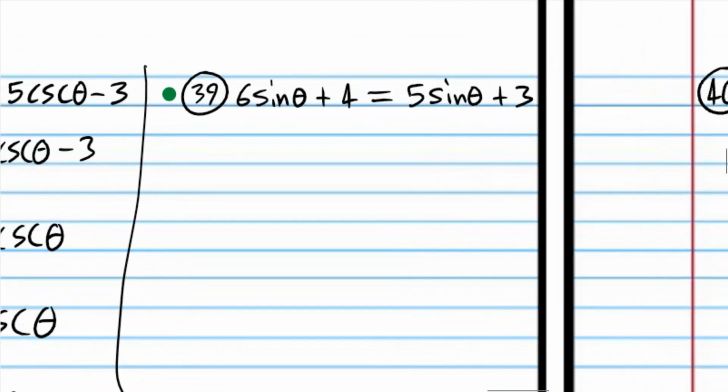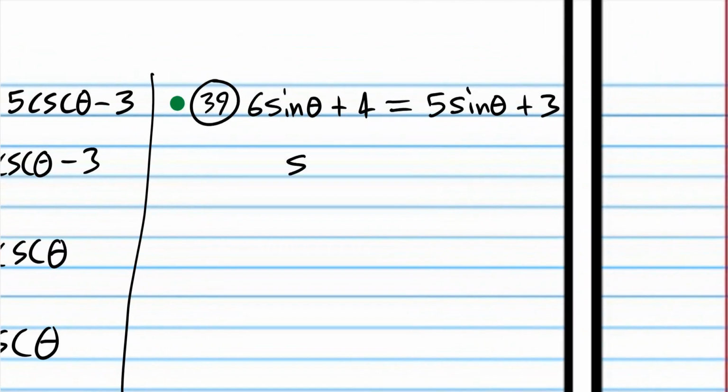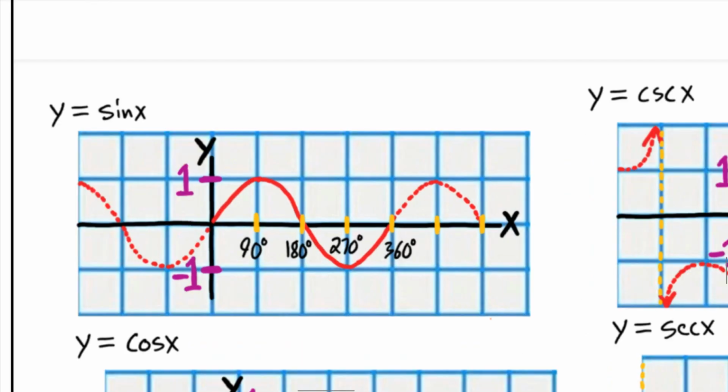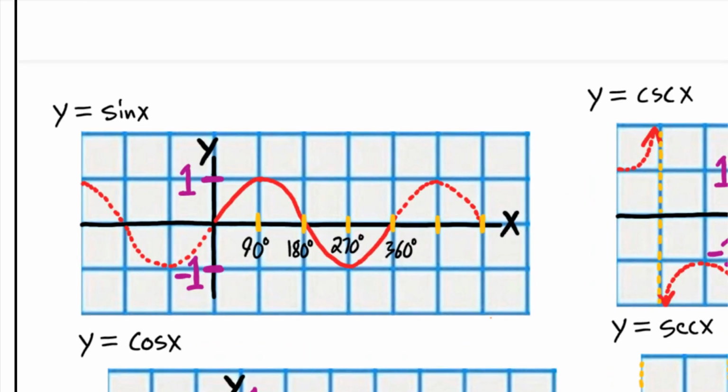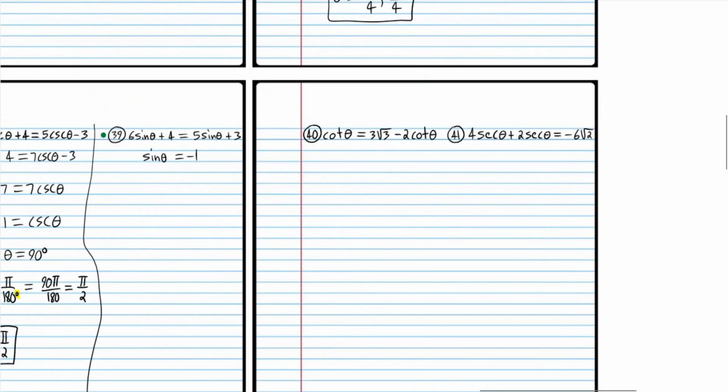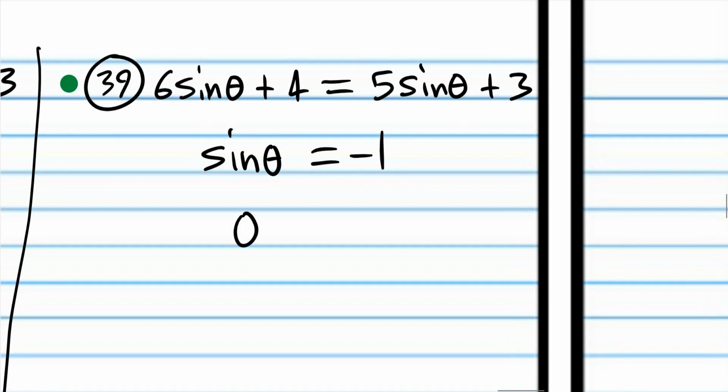Okay, we're back. I'm going to subtract sine theta from both sides. And I'm going to subtract 4 from both sides, and it looks like we do have a collapsed triangle. So sine theta is equal to -1. So we look for the point on the red curve that has a y value of -1, and we see that's here. So that corresponds to 270 degrees. So theta is equal to 270 degrees.